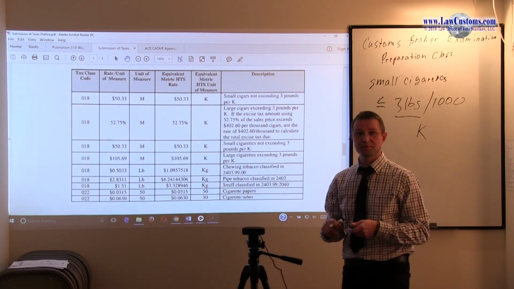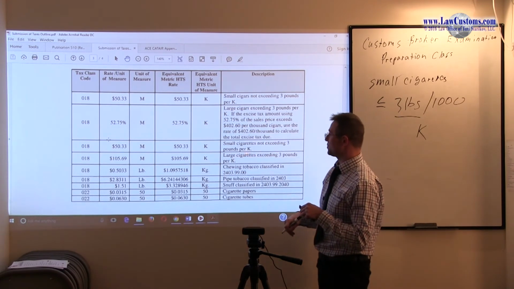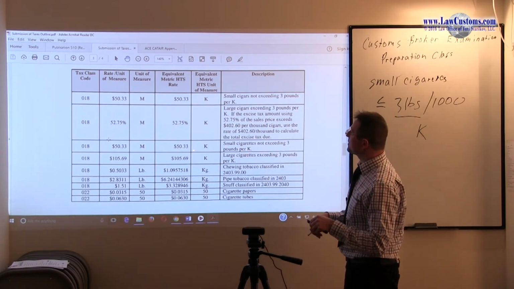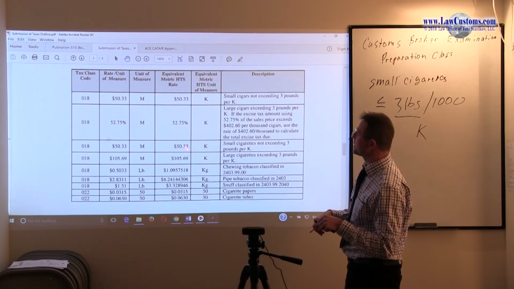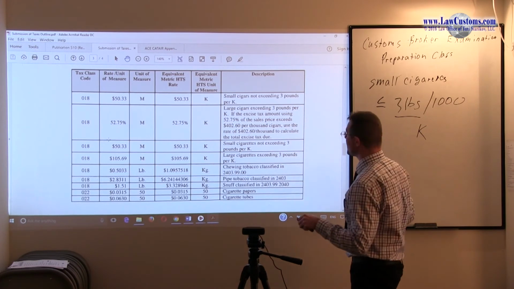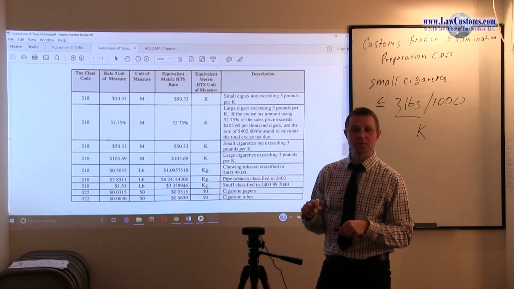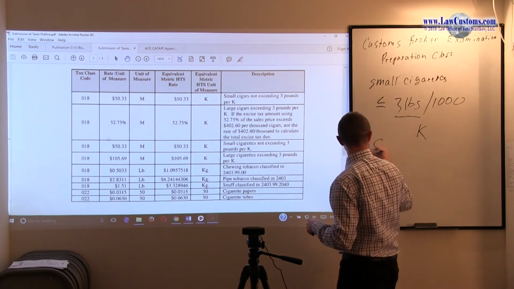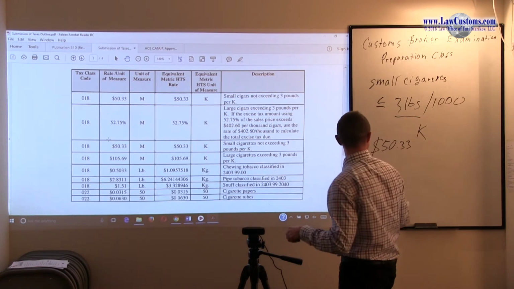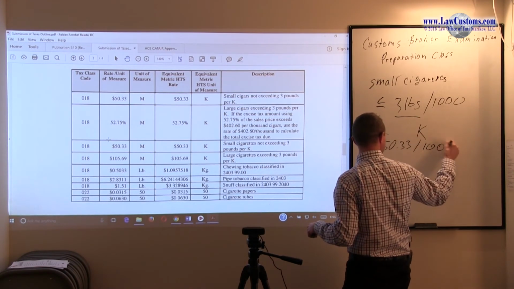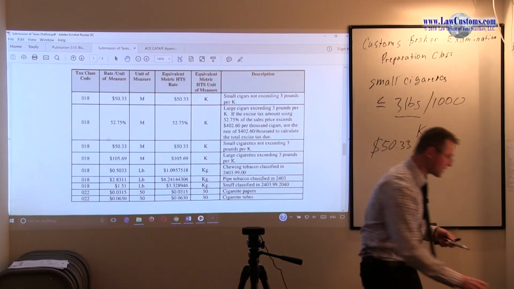We need to figure out the rate which is charged. So we know that this one, small cigarettes not exceeding 3 pounds per K, applies. Here we have two boxes which are very much relevant. This one states that per 1,000 cigarettes you pay $50.33 in excise tax. So it would be $50.33 per 1,000. Okay. So this is the starting point.